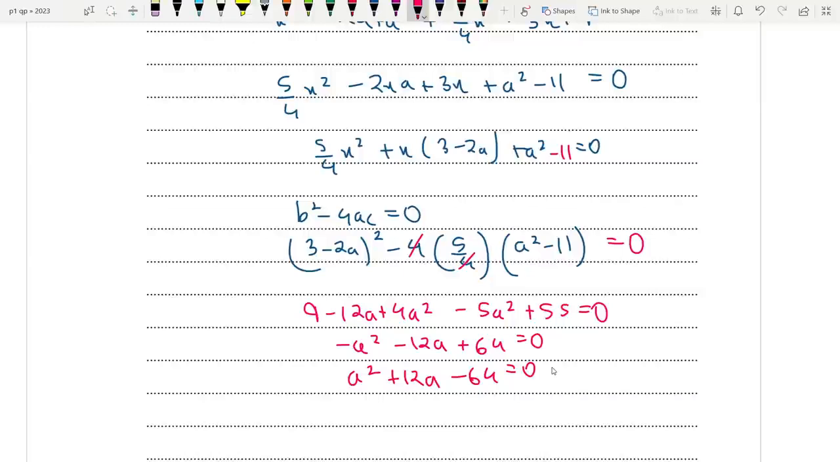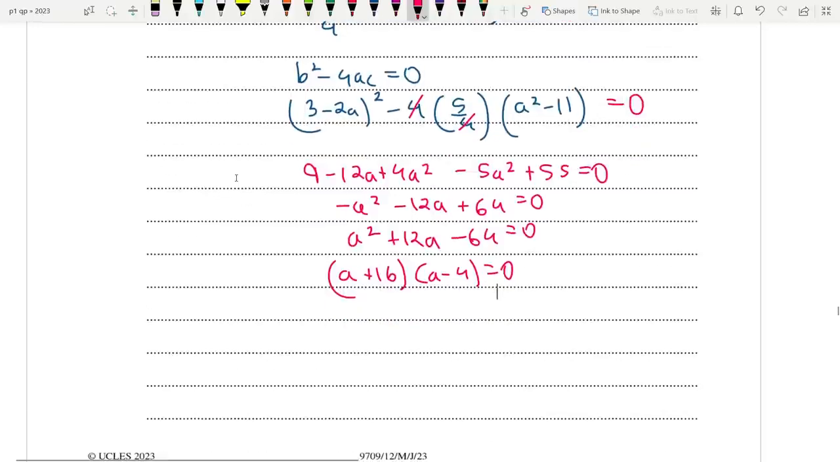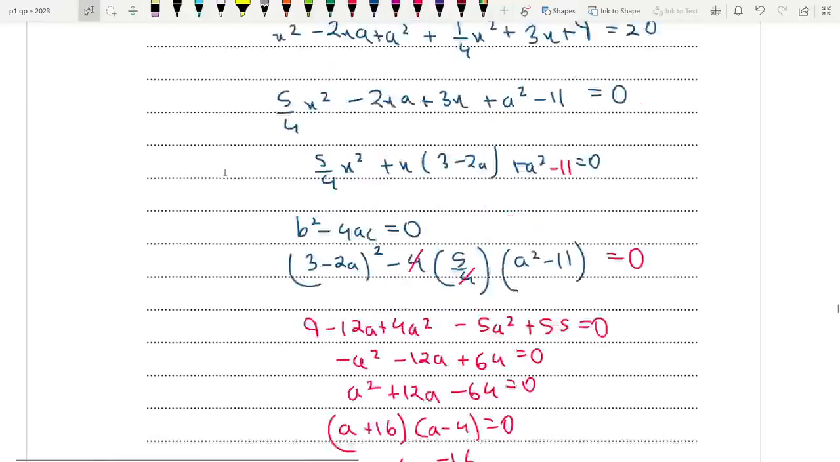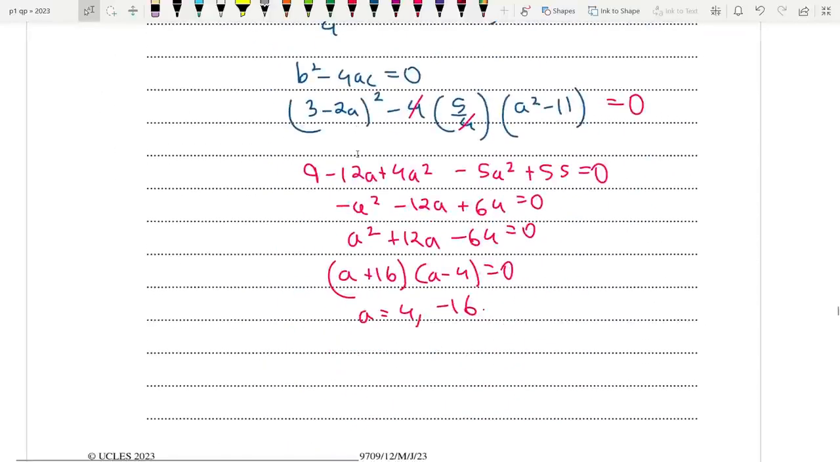If we do solve this, we get (a plus 16)(a minus 4) equals 0. So a is equal to 4 and minus 16. We already had one answer. One of them is 4, the other possible value is minus 16. That is all. Okay.